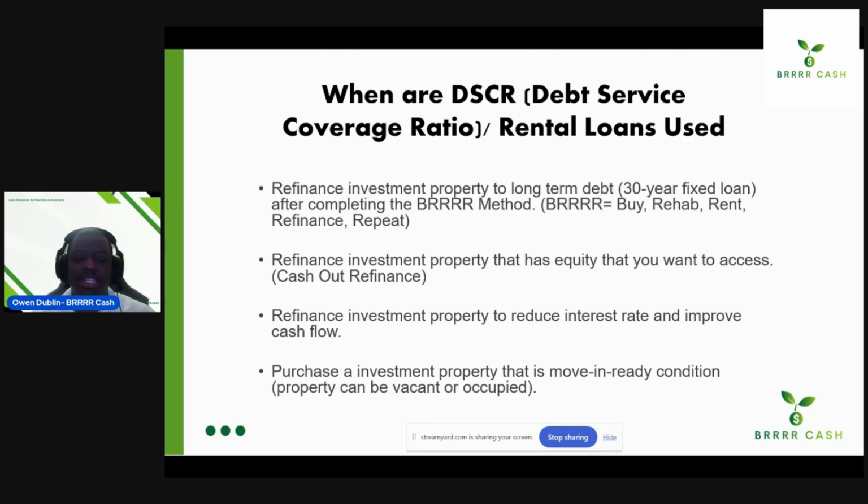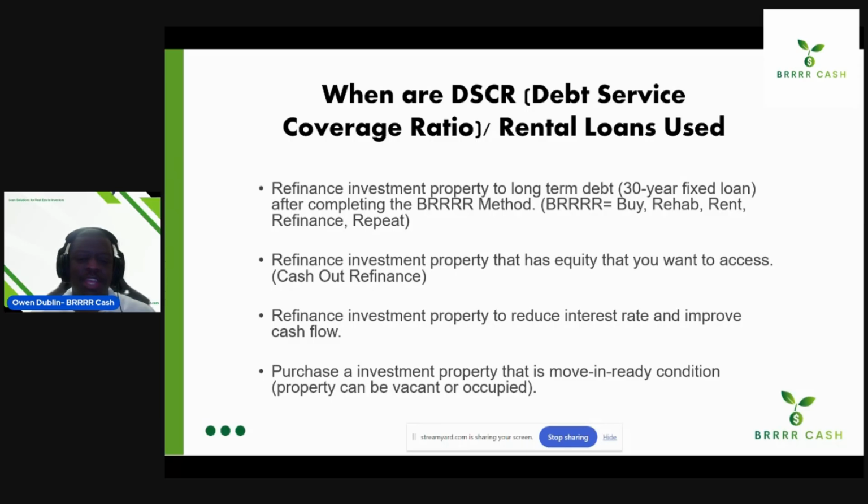Another option is that they may want to refinance an investment property that has equity. So they want to access that cash that's in their property. They'll do a cash refinance using the DSCR rental loan. Another one is they may want to refinance the investment property to reduce the interest rate, and that way they can improve the cash flow.